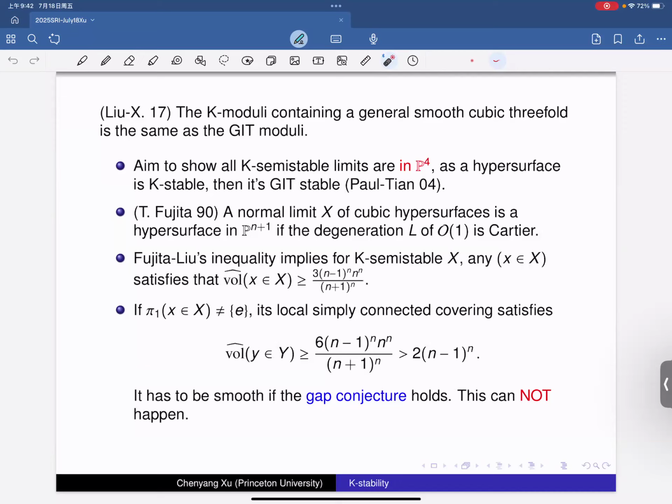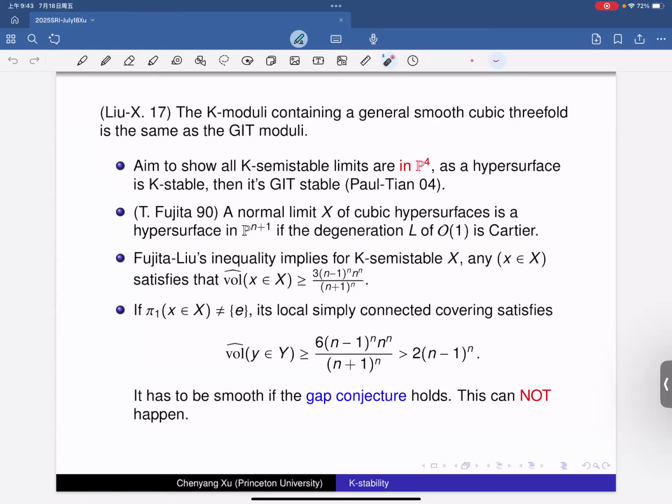And then how to show this? Once you can show this, a simple result by Paul, Xiangfeng, and Tian says that K-stability is the same as GIT stability. So we just boil down to showing that the limit is always in P4. And Fujita showed that, to show the normal limit X of cubic hypersurfaces is a cubic hypersurface, you only need to show that the degeneration of O(1) is Cartier. We know the degeneration of O(1) will be a Weil divisor, which is Q-Cartier, but we want to show it's still Cartier.